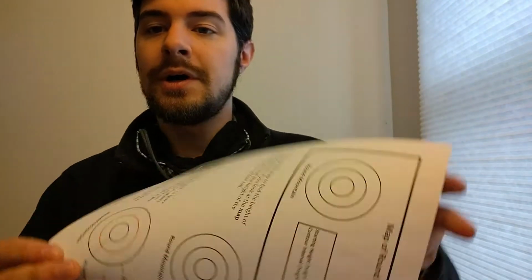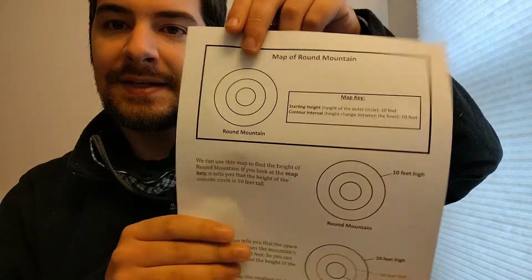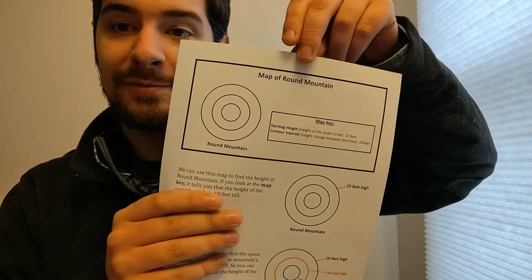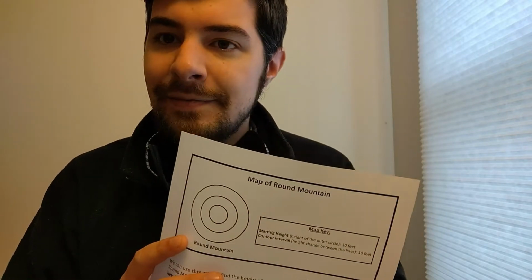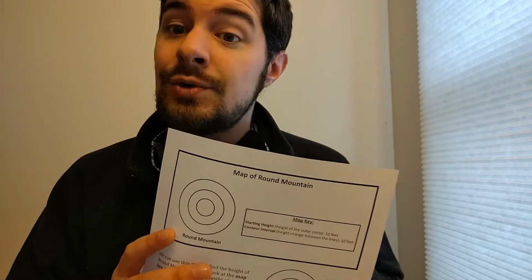Alrighty, so where do we start? Well, what we're going to want to do is to look at our worksheet. So the first thing that we want to find out is what all of these lines mean. So taking out our worksheet on page 2, we have our sheet that says map of Round Mountain. So we've made up our own mountain here. It's called Round Mountain, and it's got a lot of information on it that's going to help us to understand what we're looking at. The map key is going to tell us everything we need to know.